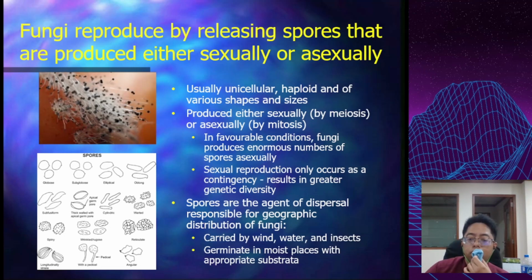But if the conditions are not good, this is for contingency, then two organisms, two different fungi, have to join together. Okay, they have to do sexual reproduction, combine their genes together, combine the nuclei together to make a diverse type of new offspring. Spores are very special because they are very light, can be carried by wind, water, and insects, and they can germinate easily in moist places with appropriate substrata.